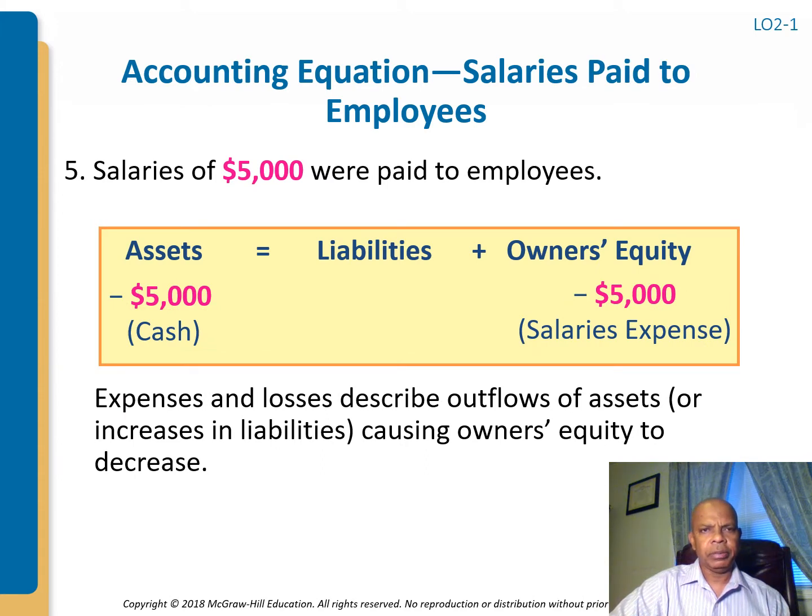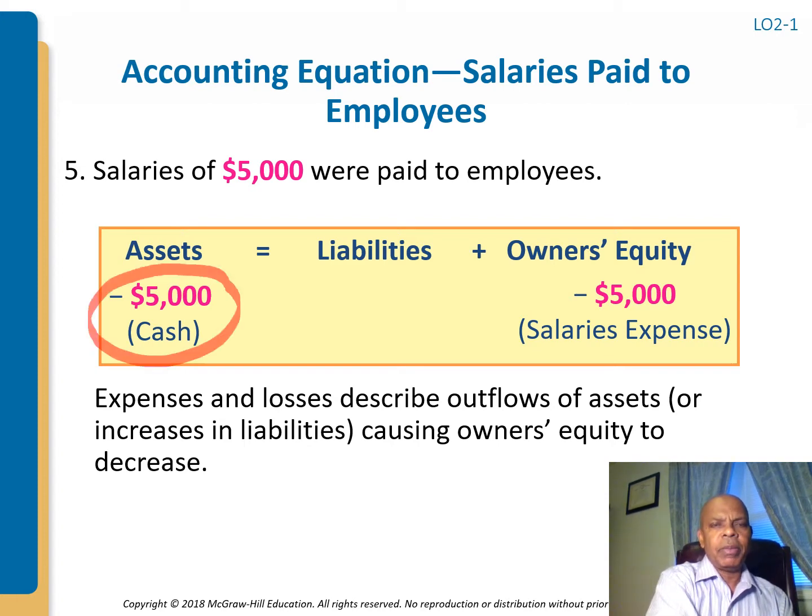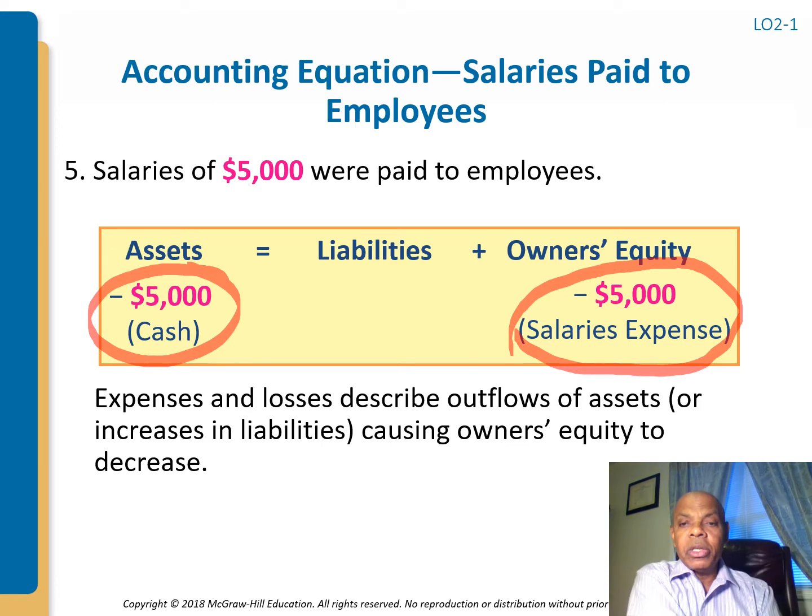The next transaction here: the salaries of 5,000 were paid to employees. Now where is that going to get recorded? What's happening in the balance sheet? Of course, when we pay salaries, usually we record the salaries expense and cash. When it comes to the balance sheet, where is it going to reside? Assets decrease by the amount, correct? Assets decrease by 5,000. We're paying 5,000 to employees, and at the same time, what is going to happen? That's an expense. Expense reduces owner's equity. Income increases the owner's equity, then expense reduces the owner's equity. Okay. Expenses are losses. They describe outflow of assets or increases in liabilities, causing owner's equity to decrease.